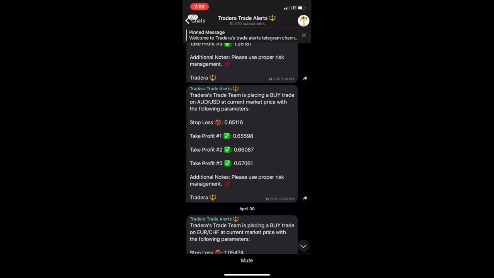Now remember, with every trade alert, you're going to have vital information. It's going to give you the currency pair, which in this scenario is AUD USD. It's going to give you the bias, whether for buying the market or selling the market. They're going to give you the execution type, which with all of Tradera alerts that I've seen is current market price. So when they send the alerts, what they literally want you to do at current market price is enter the market at that price at that time.